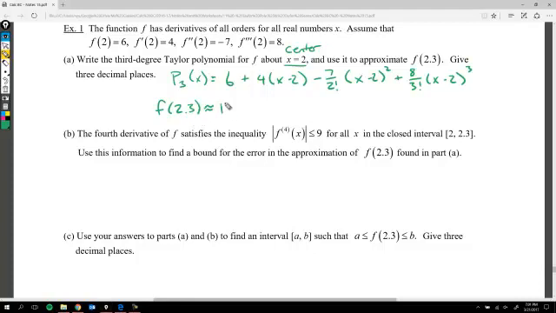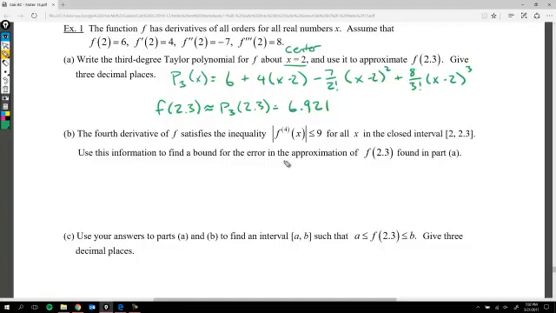So that's going to be approximately P sub 3 of 2.3, which is, if you plug 2.3 in, you'll end up getting 6.921 if we truncate after 3. Now the fourth derivative has a maximum value. The absolute value of my fourth derivative has a maximum value of 9. No matter what number you plug into my fourth derivative, the maximum value is 9, between 2 and 2.3. That's important because this is my center. This is the value that I am approximating.